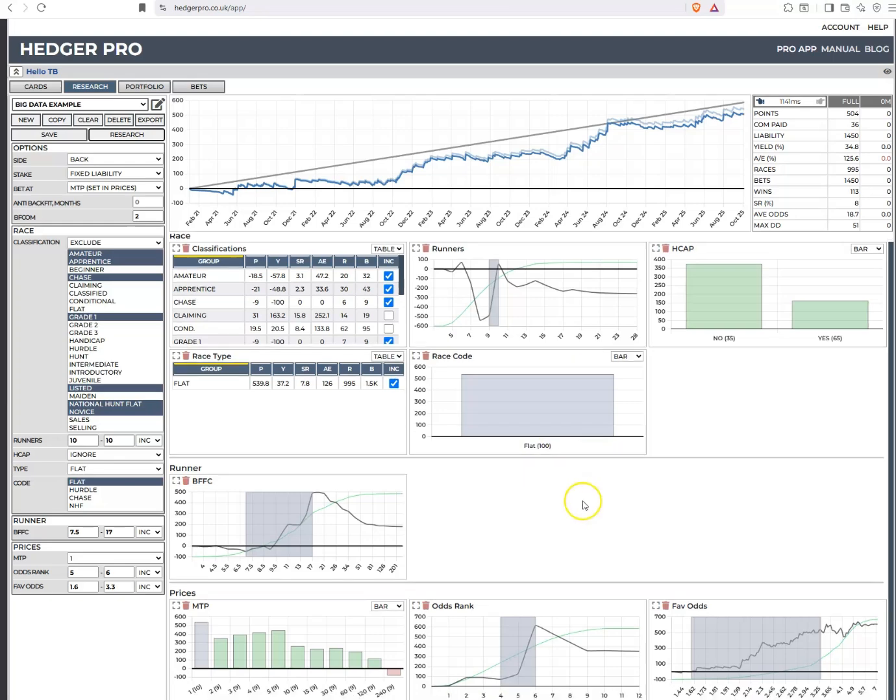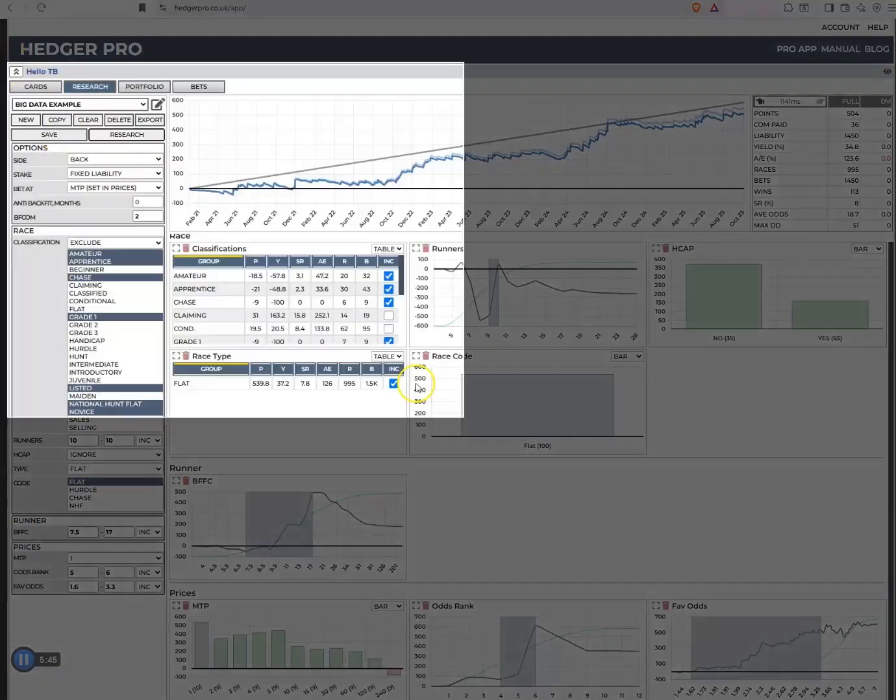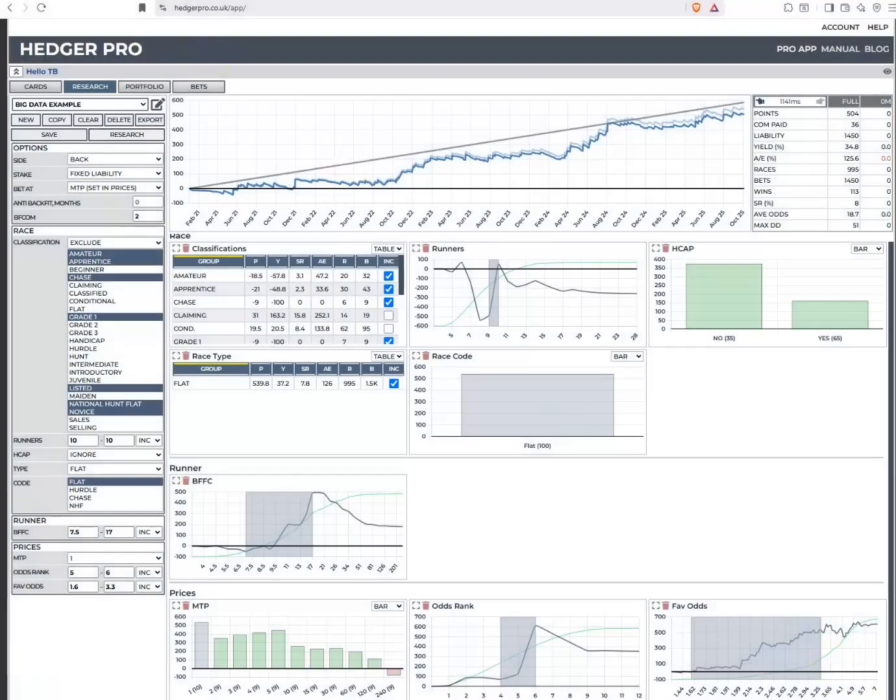Okay, so I get to a pretty healthy set of data here. 504 points, 51 drawdown, yield of 35. That's pretty good. Pretty happy with that. Just going to quickly snapshot that. That's not bad going. Now, again, you could run that system if you felt like it. It's kind of going to make you money over the piece.